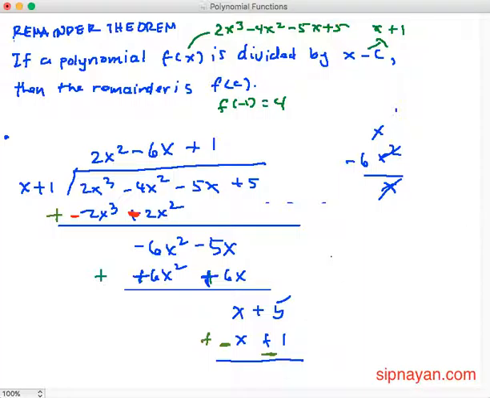verified, no? We have verified that the remainder is indeed 4. No? So ibig sabihin tama yung theorem na ito. Actually, theorem na yan. So we are sure that it's correct. Ibig sabihin kasi ng theorem na prove na siya. That's true for all cases.